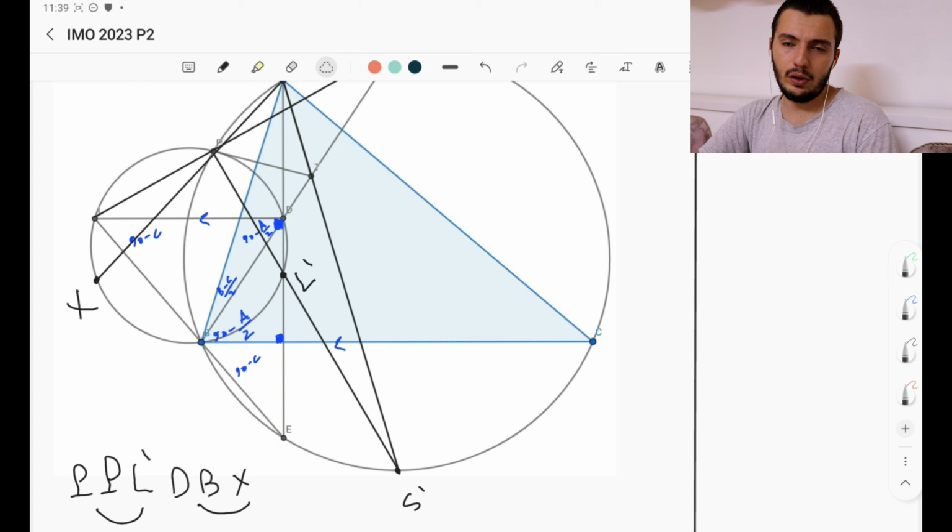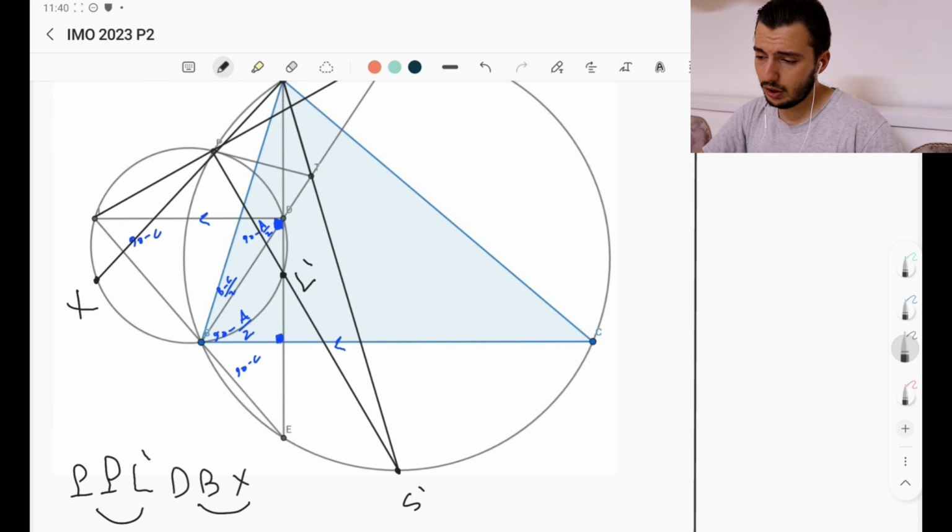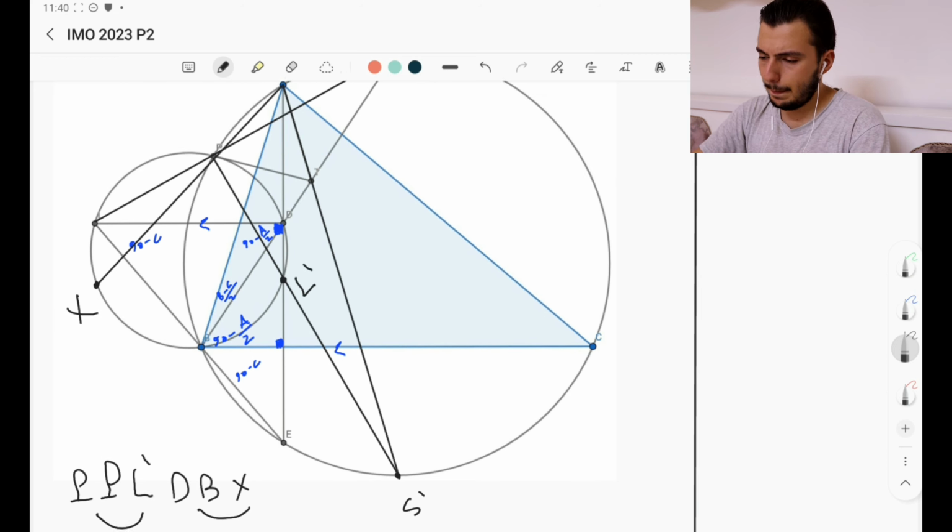Now we have all the ideas. Now our question should be just a matter of angle chasing, right? For all of these, we just need to show they are collinear. Okay, so P, L prime, S prime are collinear. Well, we need to prove that, of course. So let's try to do some angle chasing. How can you show that P, L prime and S prime are collinear? Okay, let's think.